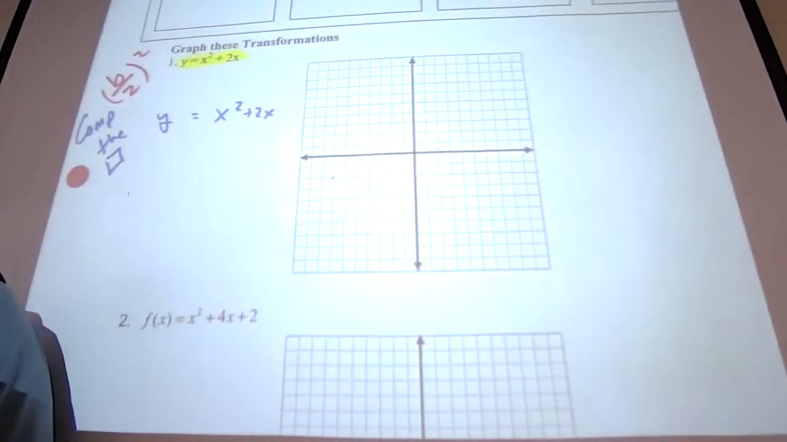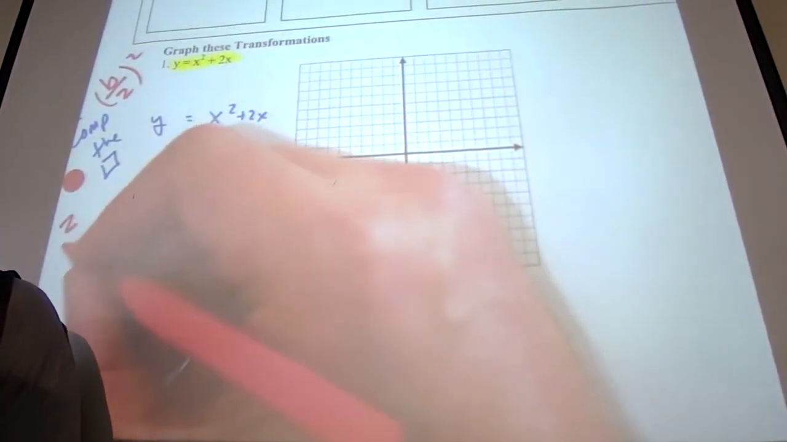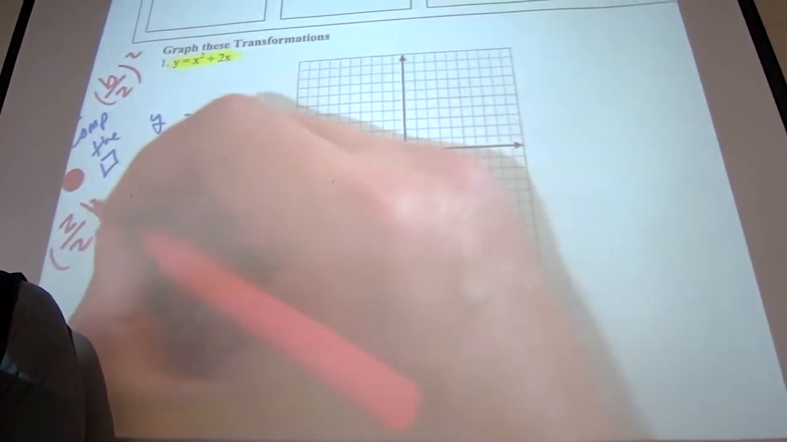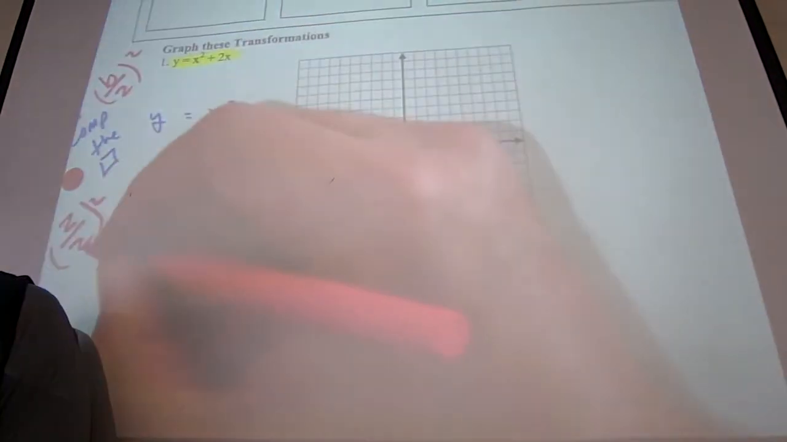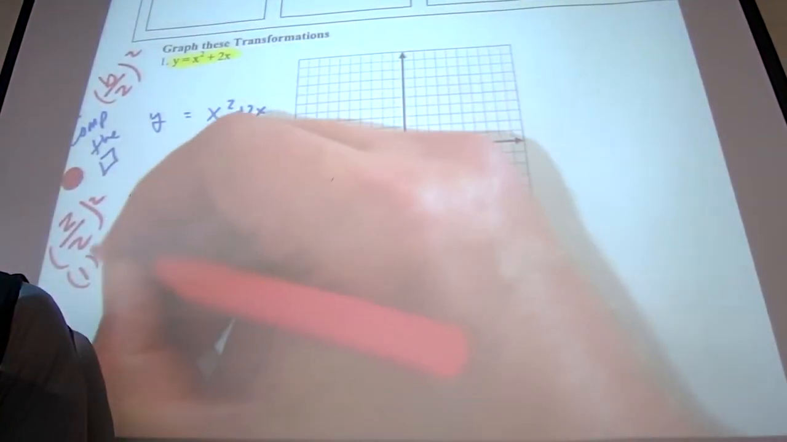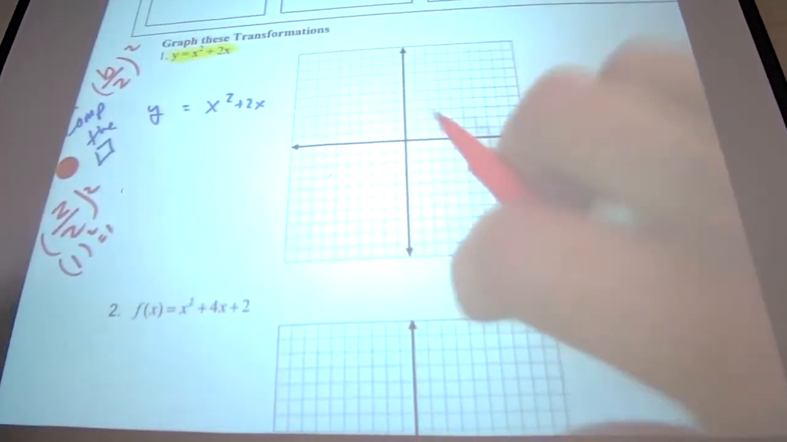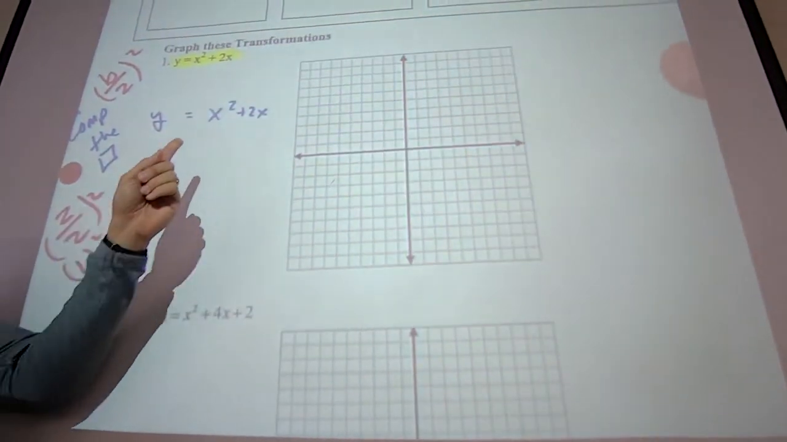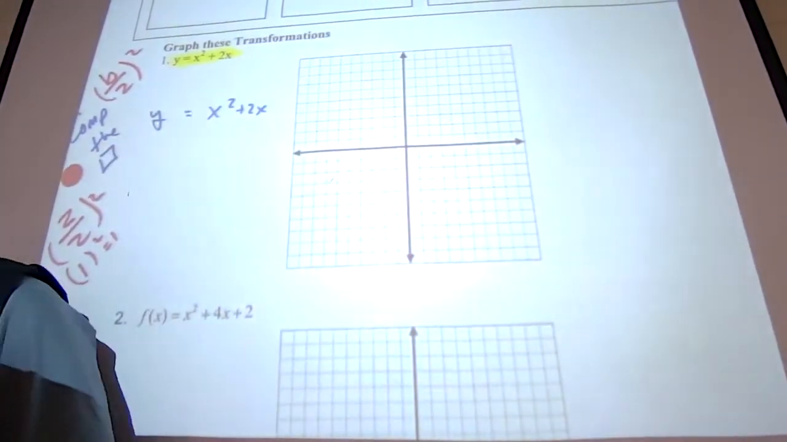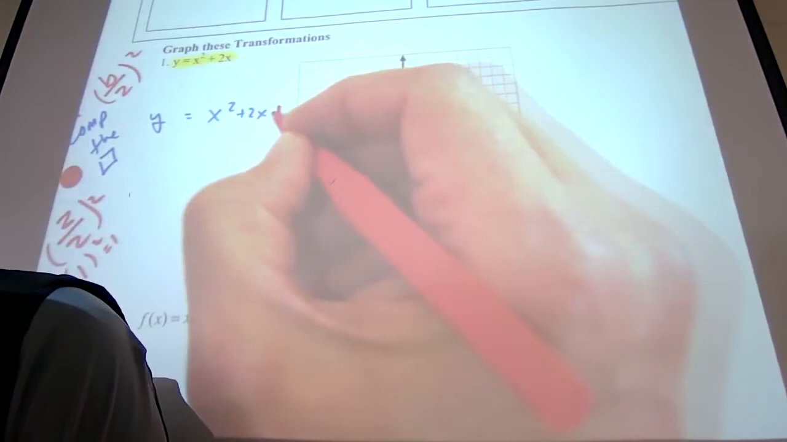So I'm going to take 2, divide by 2, and square it. We know 2 divided by 2 is 1, and 1 squared is 1. Okay? So I'm going to take that 1 and add it to both sides. So I'm going to add 1 over here.